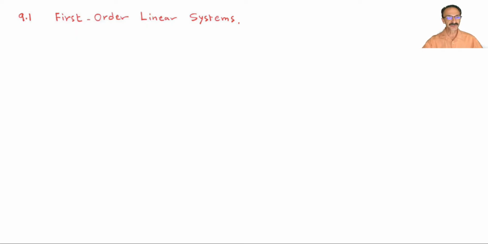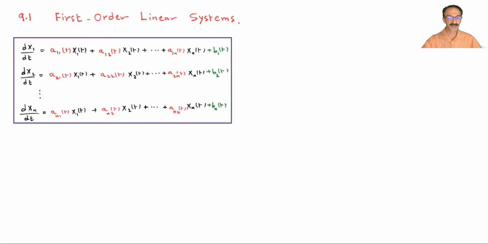First order linear systems. This is a lengthy way to write, so I have it all boxed for you with colors, as you could see. dx1/dt equals a11(t) x1(t) plus a12(t) x2(t) all the way to a1n xn plus b1(t). Same thing goes all the way down to dxn/dt, all the way down to bn. And this is what we have, first order linear systems.